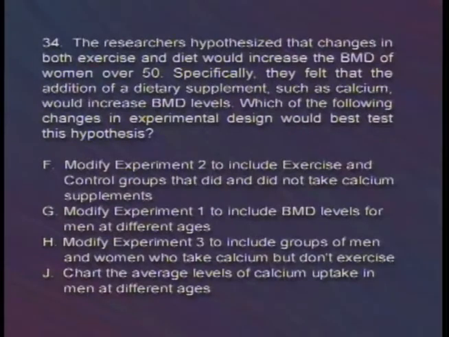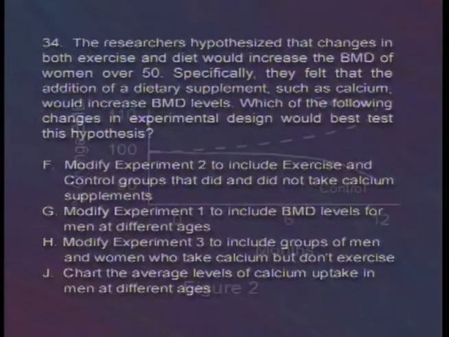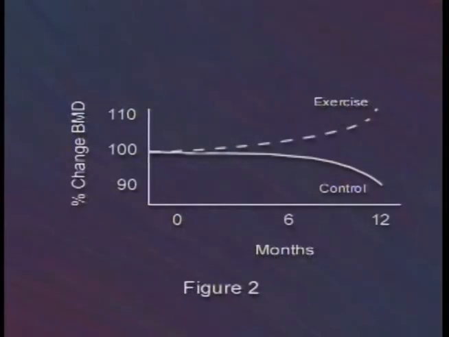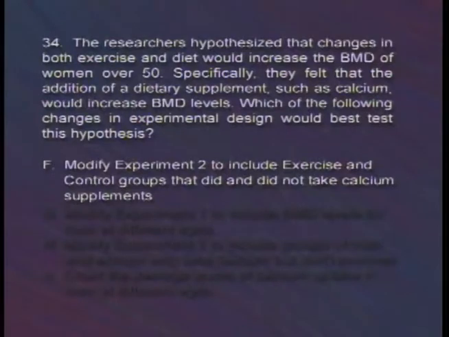Options G, H, and J introduce comparisons of men and women. This comparison is not necessary. The researchers are only interested in comparing exercise and diet for women over 50. Thus, we can eliminate these three options. Option F must be the correct answer. By modifying Experiment 2 to include an exercise and control group that did and did not take calcium supplements, we can make the appropriate comparison. Thus, the correct answer is F.